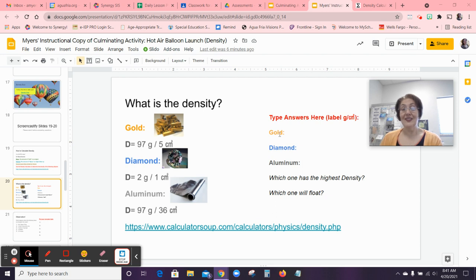So we're going to find the density of gold, a diamond, and an aluminum. So I will do the first one, then you're going to need to do the second and third one on your own. So we'll do gold. So what is the density of gold? 97 grams. That's how much that particular piece of gold weighs, 97 grams divided by 5 centimeters cubed, which means that's how much space is inside of that gold. Okay, so 97 grams divided by 5 centimeters cubed.